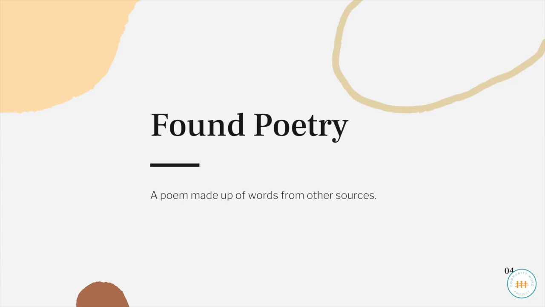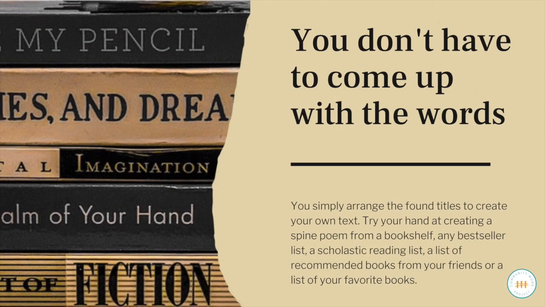Found poetry is poems made up of words from other sources. So again, the word is found, right? So we find these things around us. Spine poetry is an example of found poetry. Today, we are using found poetry in a way where book titles and the spines of the books are the elements that we are using to tell our own story. For spine poetry, you don't have to come up with the words. You simply arrange the found titles to create your own text.